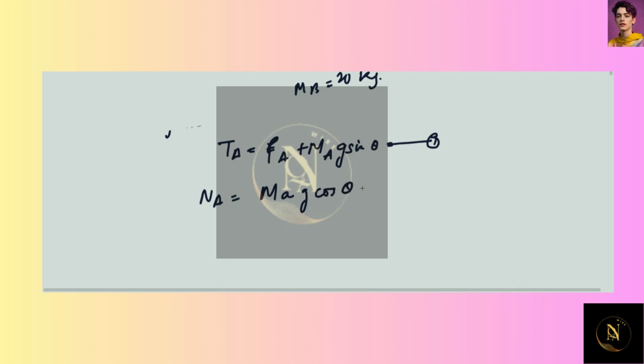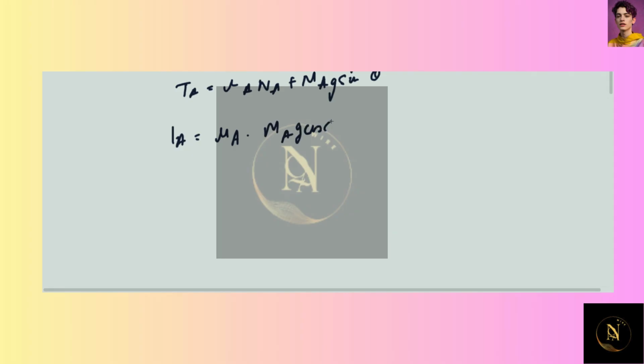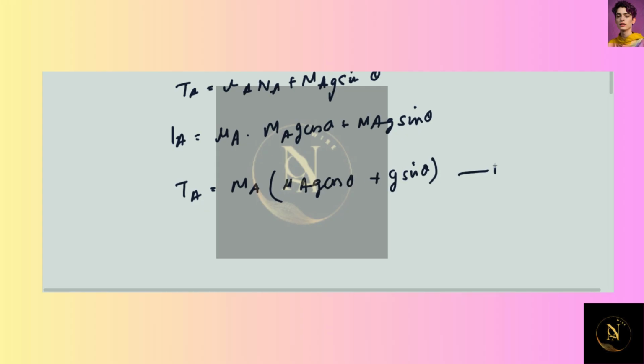cos theta. From equation 1, TA is mu A NA plus MAG sin theta. So putting the values of NA, we get TA is equal to mu A MAG cos theta plus MAG sin theta. TA is MA (mu A G cos theta plus G sin theta). Let's take it as 3.